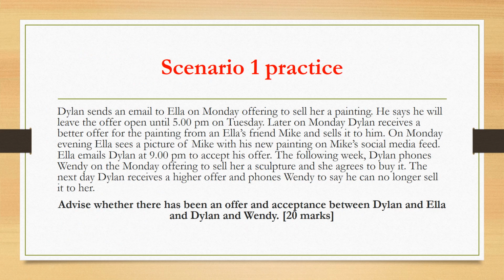Okay, so have a look at this scenario for practice. This is a good one to start. It was on a previous practice paper for OCR, and you could set out your answer in two paragraphs, if you like, because you need to advise whether there has been an offer and acceptance between Dylan and Ella, first of all, and then Dylan and Wendy.